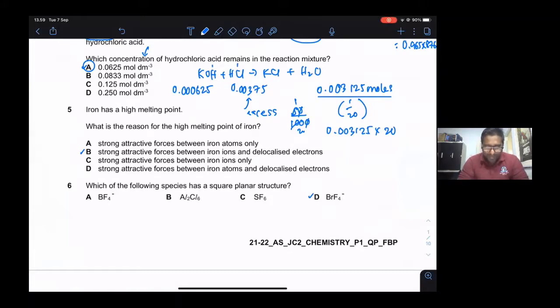So this is very interesting. When it comes to metal, you need to know it's actually the bond between iron ion and delocalized electron. So this one is going to be B. The other answers are wrong.